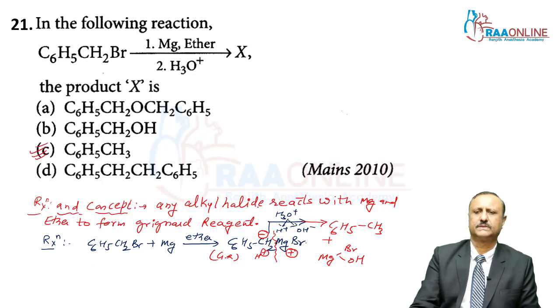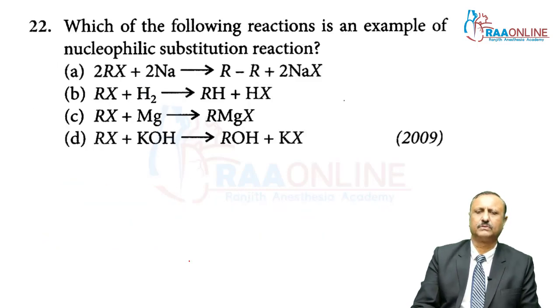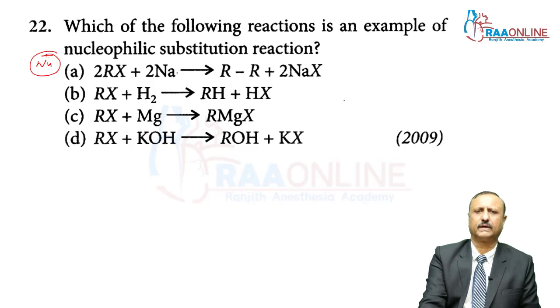This is toluene, C6H5CH3. Now, my dear students, we can go to question number 22, which was asked in 2009. Which of the following reactions is an example of nucleophilic substitution reaction? My dear students, a nucleophile is a compound in which electrons are present and it substitutes. Here Na is not a nucleophile, hydrogen is not; these act as reducing agents. So, sodium acts as a reducing agent, hydrogen acts as a reducing agent, magnesium acts as a reducing agent, and here KOH.